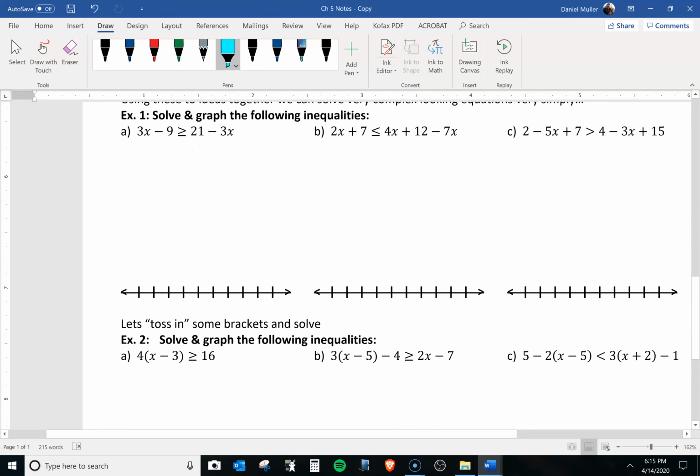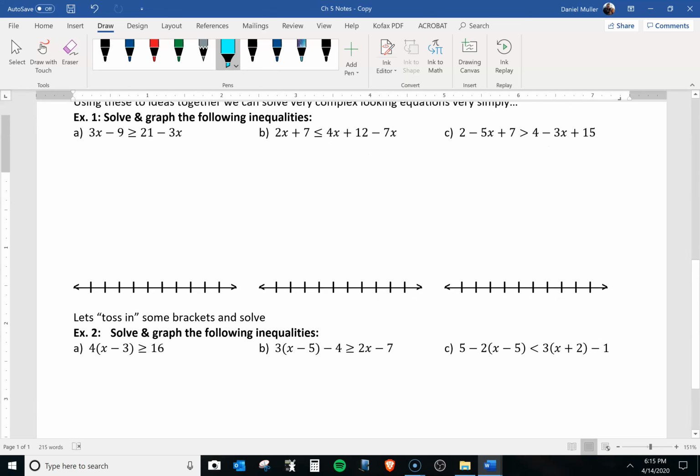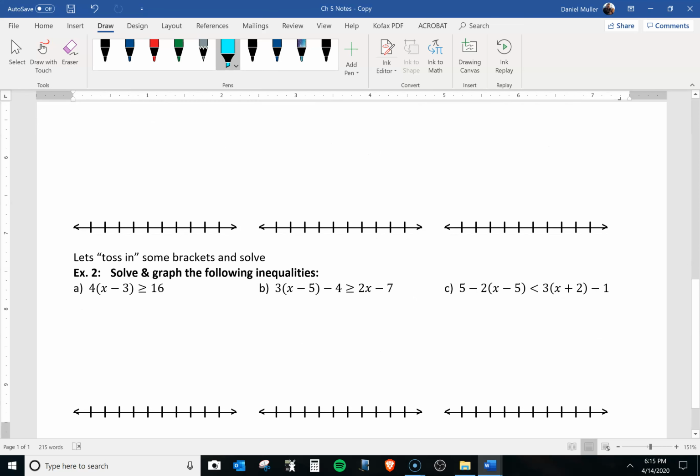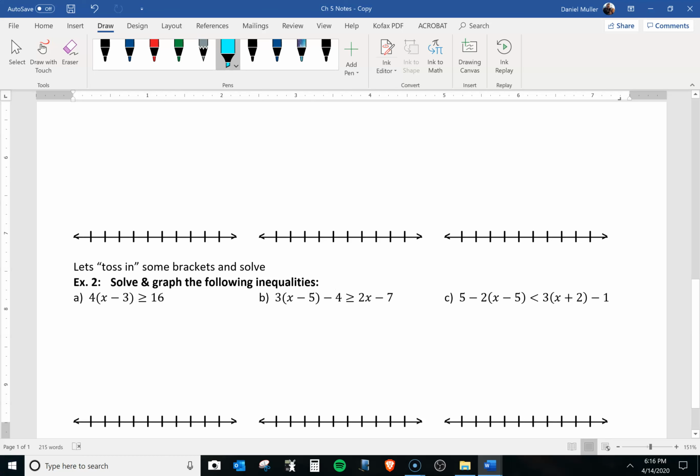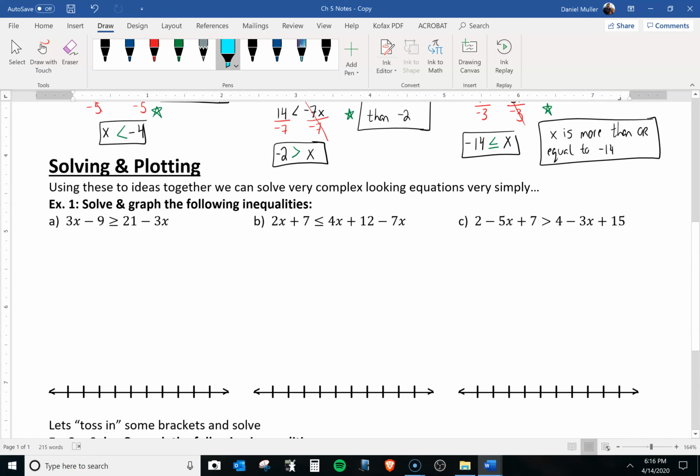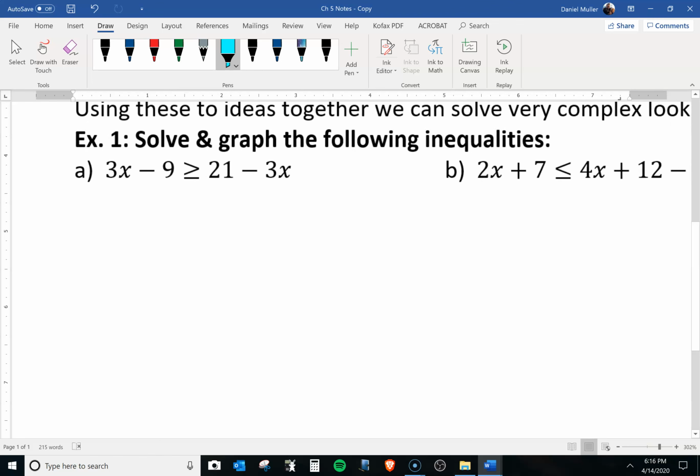But in both of these, I can just zoom out here. In both of these, there's going to be some graphing. We'll be graphing on the line. Well, let's look here at example 1. Solve and graph the following inequalities.